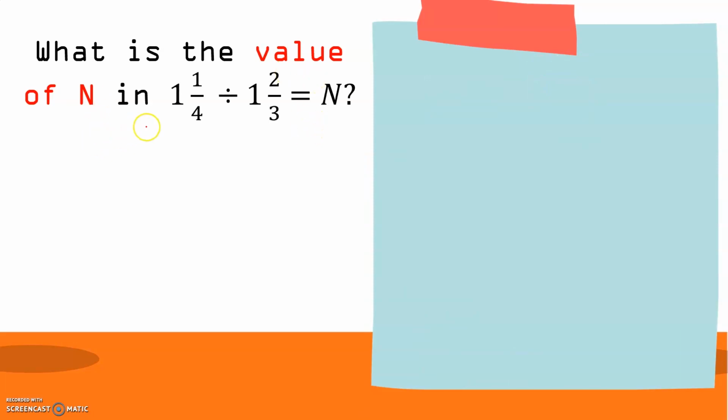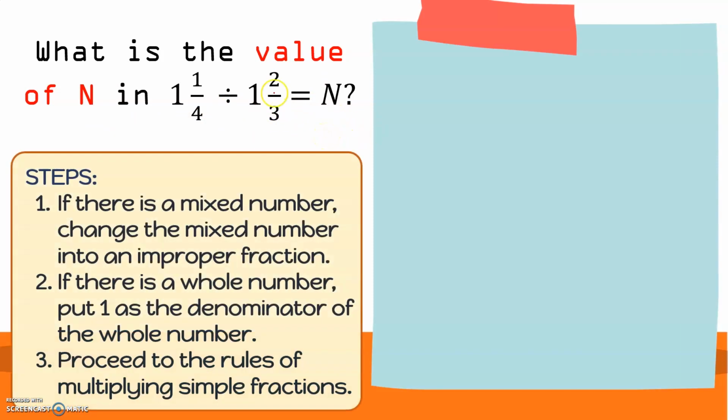What is the value of n in 1 and 1/4 divided by 1 and 2/3 equals n? Again, these are the steps that we'll follow. So we'll have 1 and 1/4 divided by 1 and 2/3. Okay, 1 and 1/4 when changed into an improper fraction will be 5/4, and 1 and 2/3 when changed into an improper fraction will give us 5/3. So we'll have 5/4 divided by 5/3.